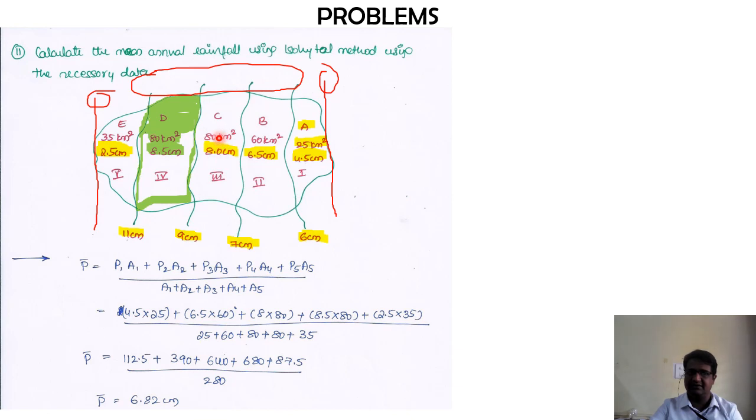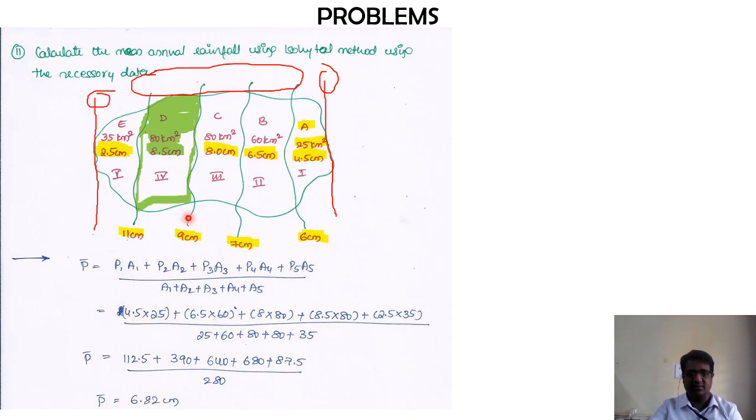So ultimately your basic concept for calculating the mean precipitation remains the same, but the way in which they are giving you the data changes, so you need to modify the formulas accordingly. Okay, keeping that in mind, I'll just put these values over there.